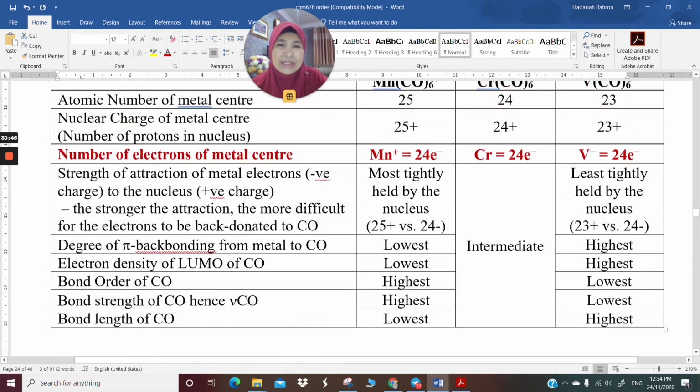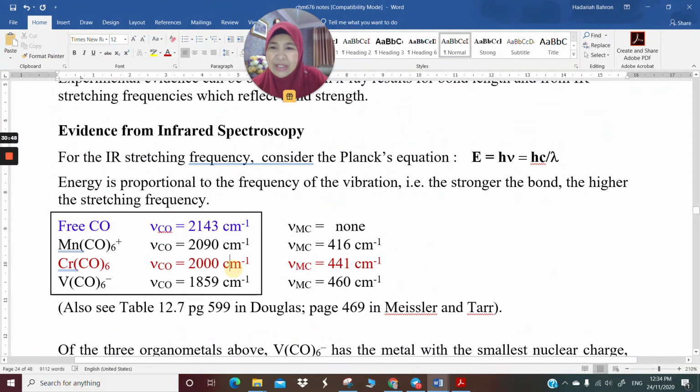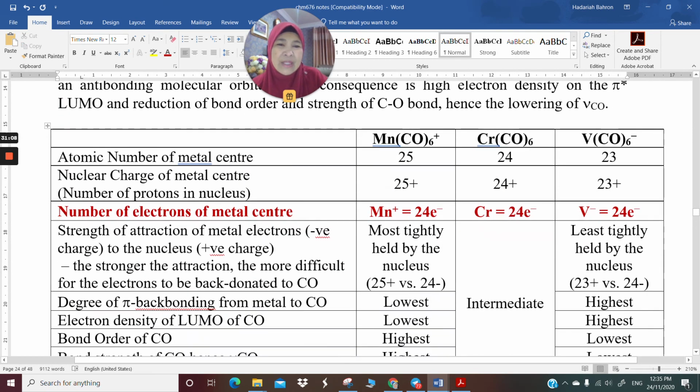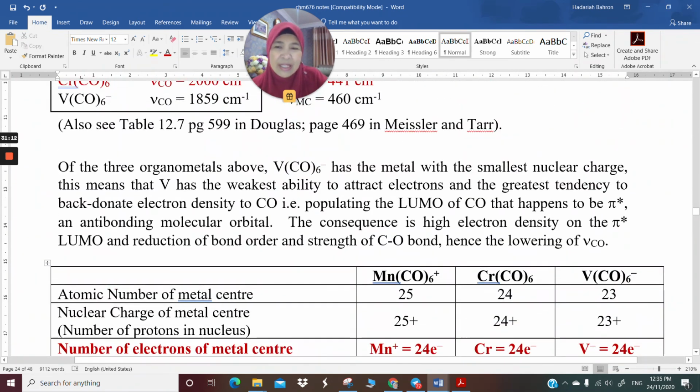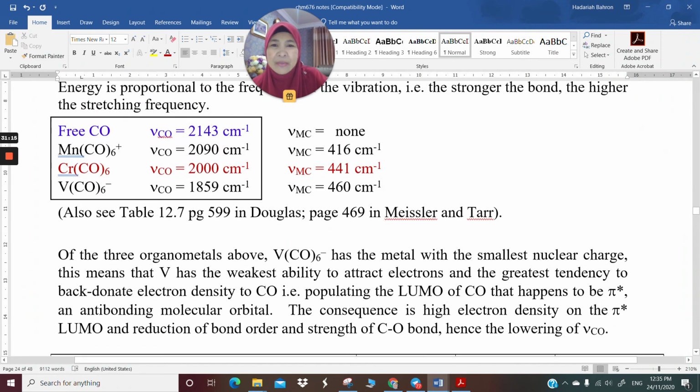So I hope you understand this trend. You have the stretching frequency of your CO in MnCO6 plus higher than that in chromium CO6, but the lowest one is VCO6 minus. You are going to be able to explain this trend by just looking at this table, the explanation behind it, as well as this paragraph.